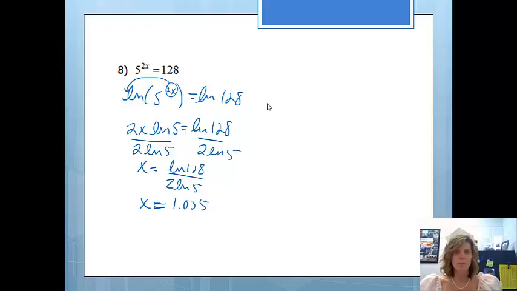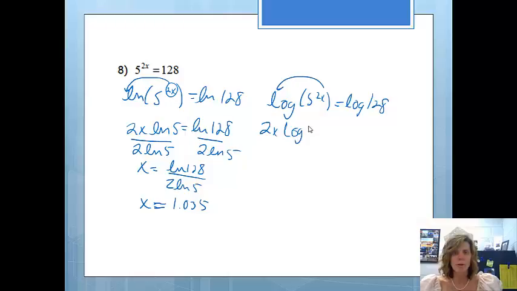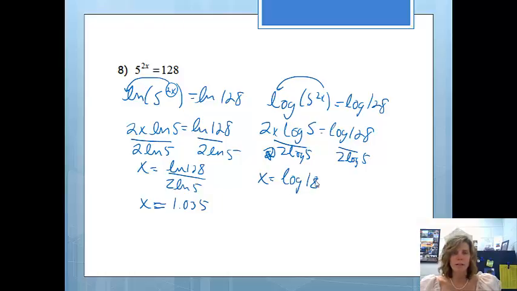I do want to show you that we could have taken the log of both sides as well. So we could have just done the log of 5 to the 2x equals the log of 128. Again, we'd bump that power out front. Notice the problem doesn't look any different at all. The only difference is, instead of dividing by 2 ln 5, we'll divide by 2 log 5. So we'd have x equals the log of 128 divided by 2 log 5, and if we work it out as a decimal, we also should get 1.035.